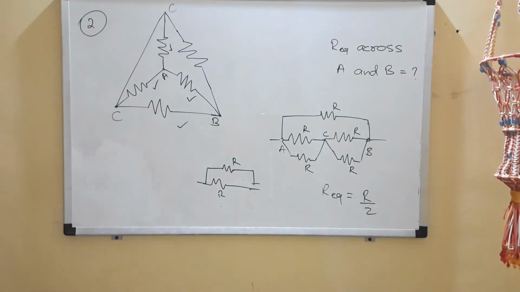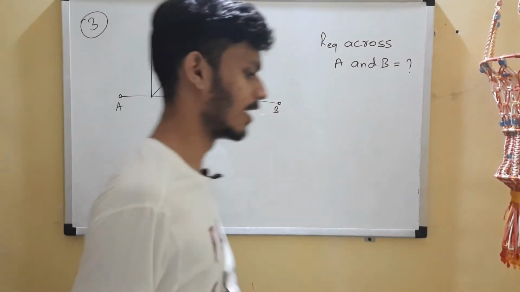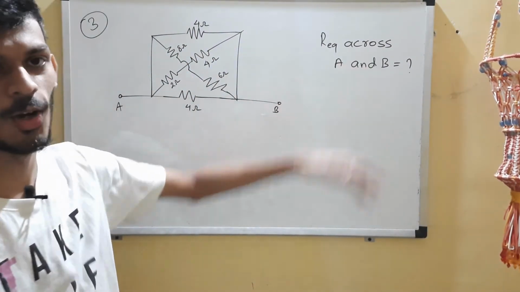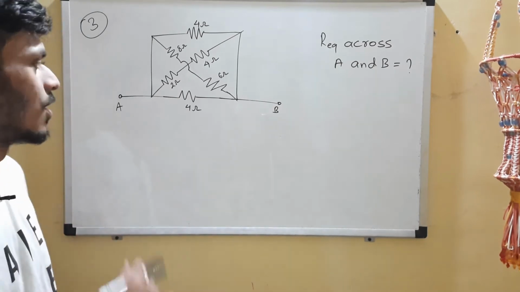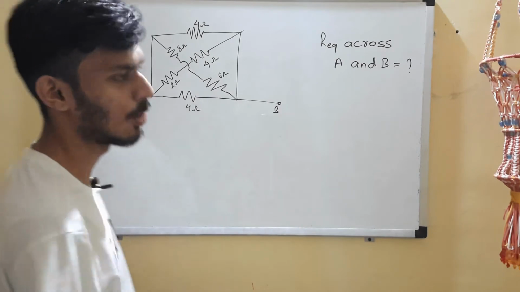I hope it was easy this time. So question 3 over here, again the question is not really changing. You are supposed to find R equivalent across A and B. Here is your circuit, here is your combination.